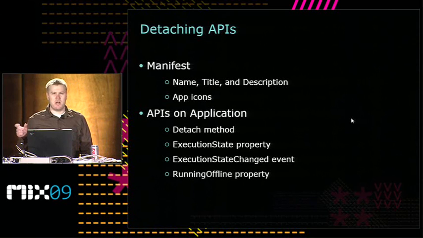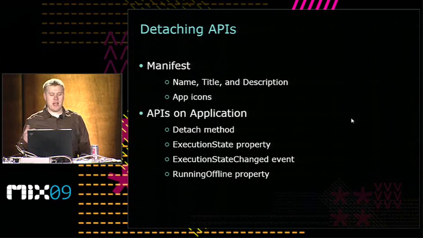So the name is what shows up in the start menu or the shortcut. The title is what shows up in the title bar, and the description is what shows up if you hover over the shortcut in Windows, and in the help about on the Mac for your application. And you can also set icons, which, again, you can do in the manifest file.